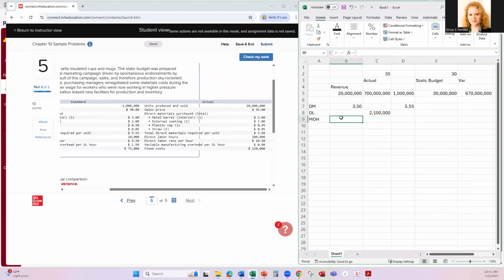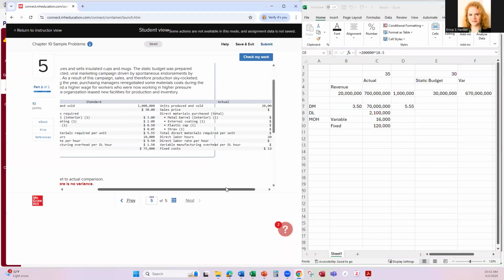We're going to have variable and fixed here for this. So this is variable manufacturing overhead per direct labor hour, which is going to be 8 cents per hour times 200,000 labor hours. Okay. So we're calculating out that cost, and then the fixed costs are 120,000. So then up here, 350 per unit times 20 million units. Okay, gets us 70 million here.